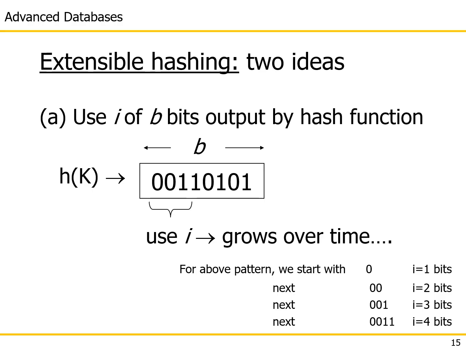The second idea is I will not use all the bits in that binary equivalent right away from the beginning, but I will start with a small number of bits, and as it grows bigger, and you will see why, I will be using more bits.